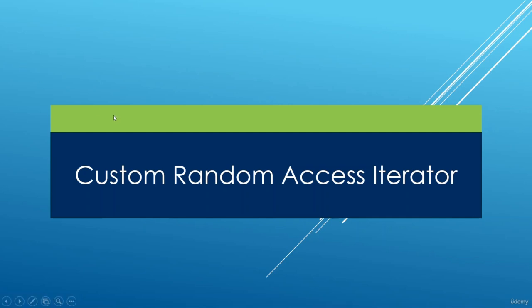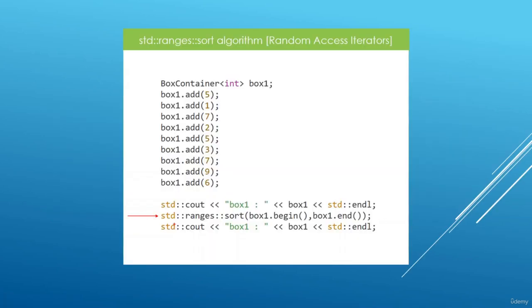In this lecture, we're going to see how we can bring our box container class to a point where it can work with algorithms that expect random access iterators. We are going to be using the sort algorithm as a use case here. So we're going to set up a box container object. We're going to try and sort it using the sort algorithm, and we're going to fail first. Then we're going to build this feature into box container to get this code here to work.